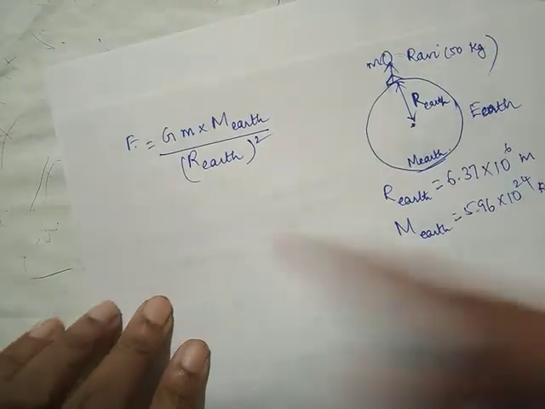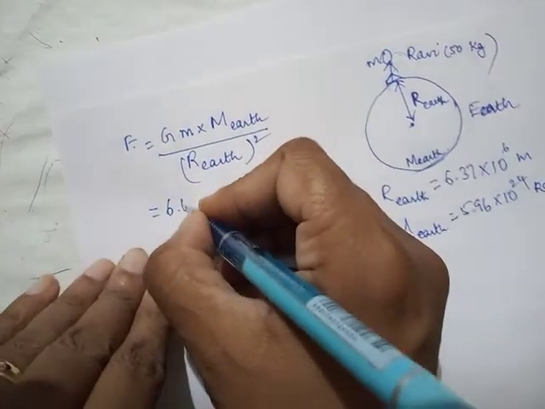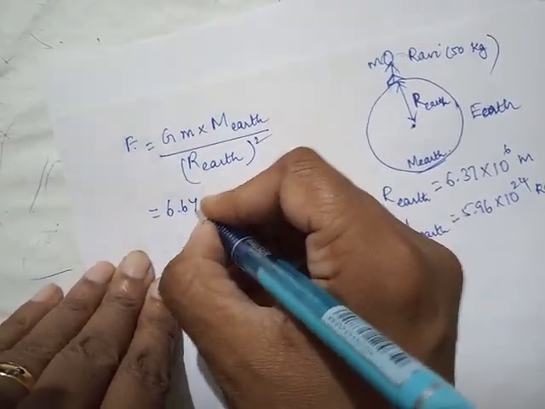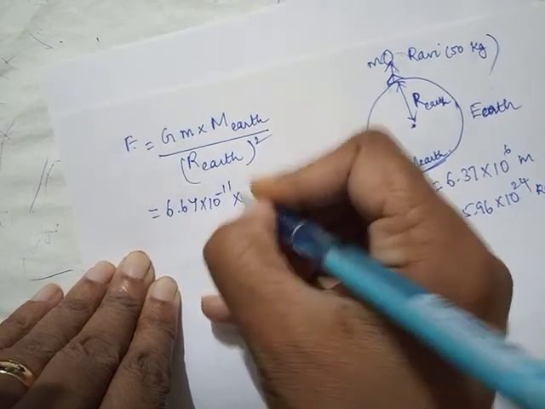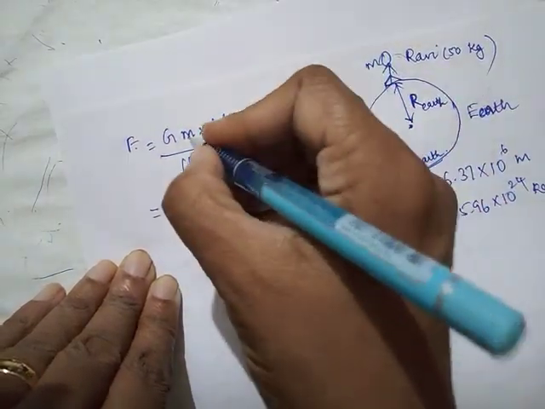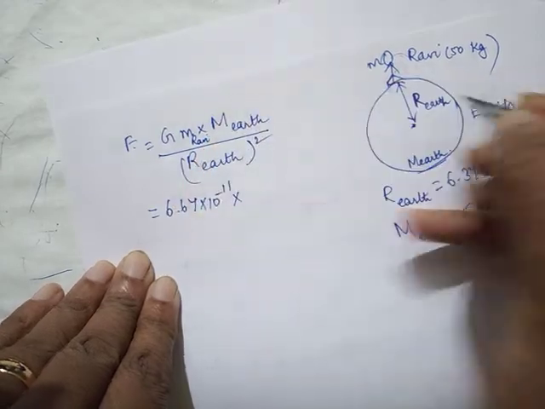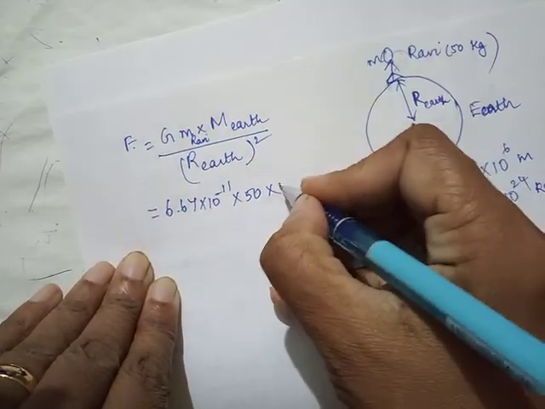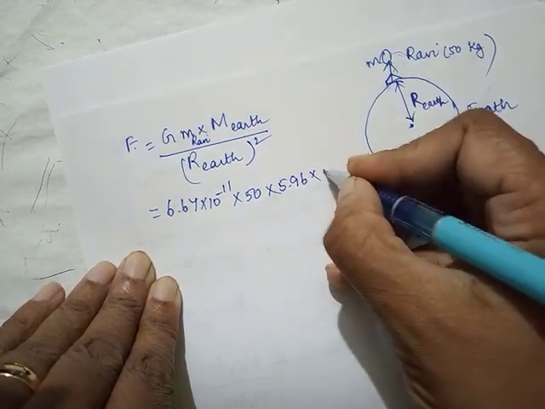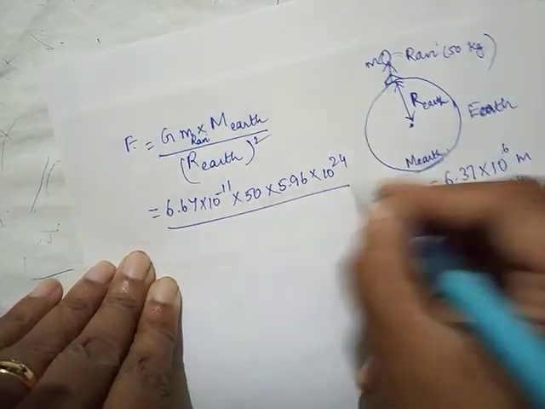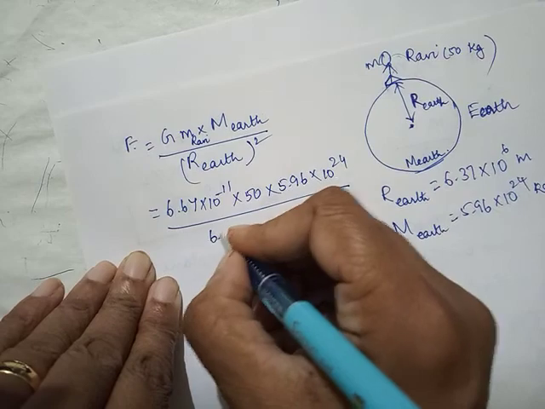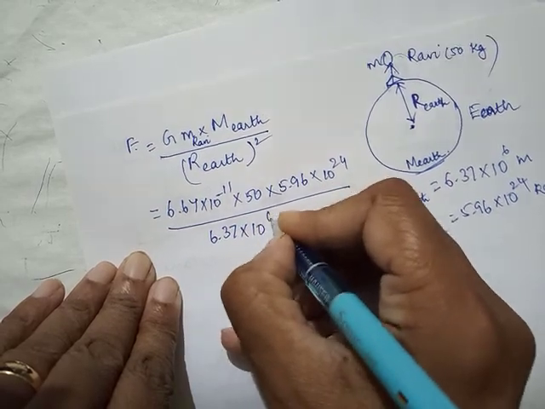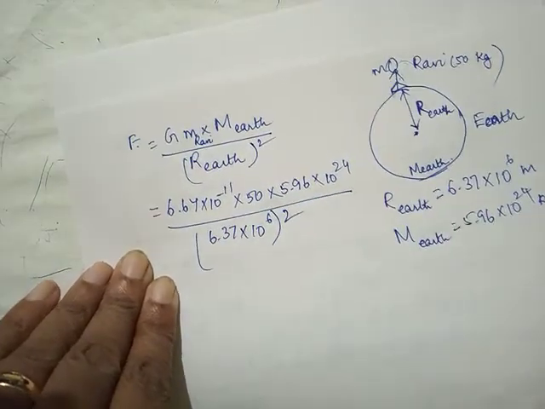Now, let's put it in this value. G is always the same, 6.67 into 10 power minus 11. Let's take the mass of Ravi as 50 kg. Mass of Earth, 5.96 into 10 power 24, upon the radius of Earth, 6.37 into 10 power 6, the whole square.